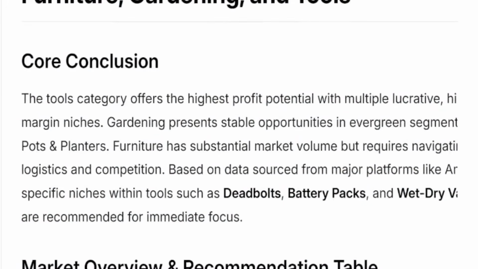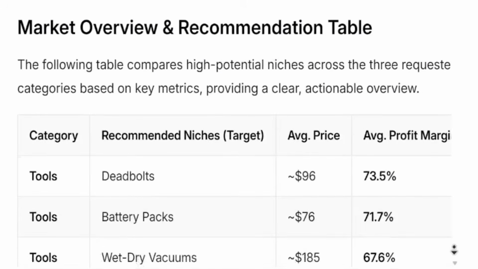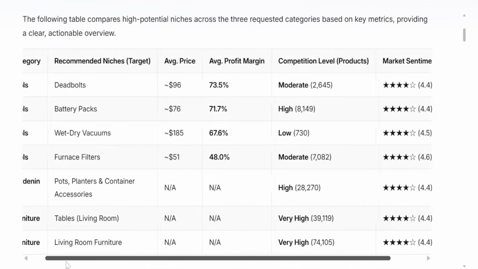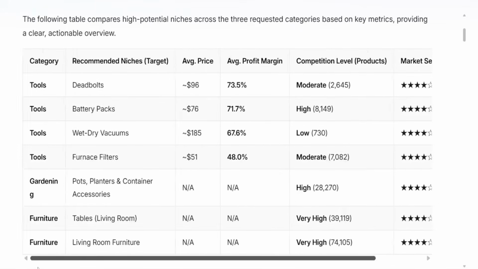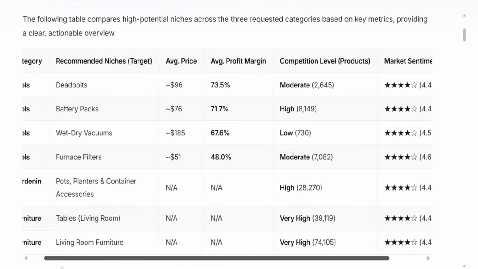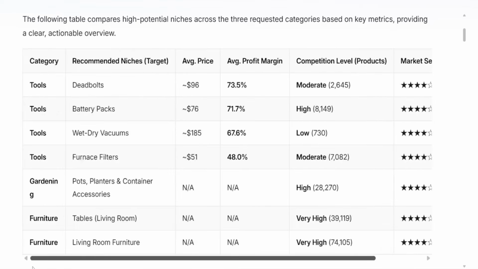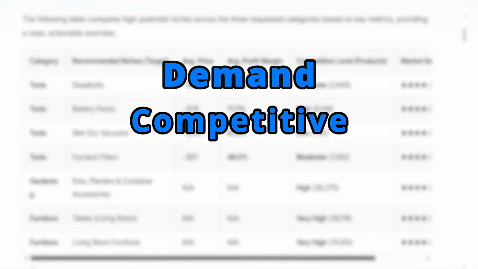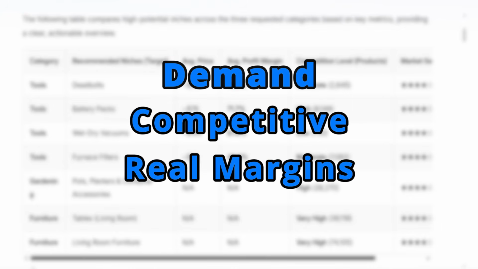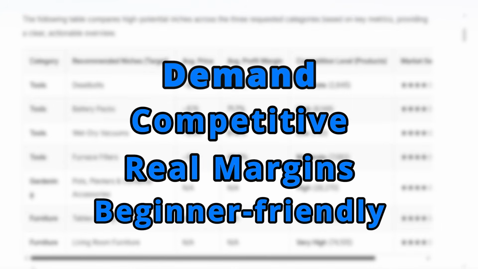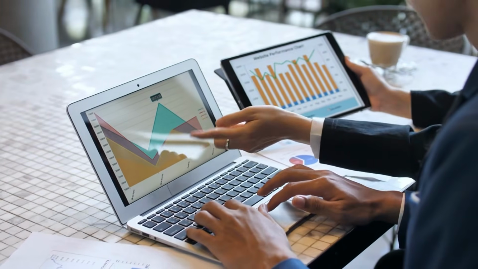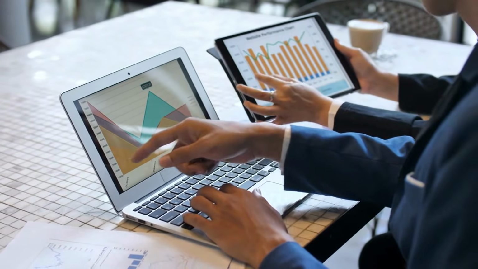Every Market Scout report starts with a core conclusion and a market overview, so you can quickly understand whether a category is worth exploring. Then you'll see a category comparison table, where different niches are compared side by side. This helps you quickly answer questions like, which category has stronger demand? Which niche looks too competitive? Where might the margins be more realistic? And which products are better suited for a beginner-friendly dropshipping model? Instead of spending hours researching manually, you get a clear, structured overview that helps you find a better starting point.